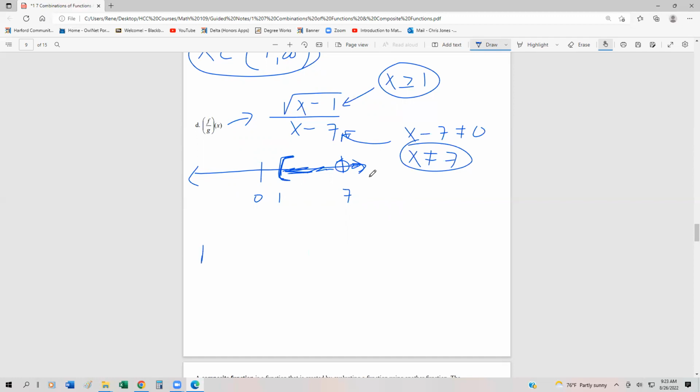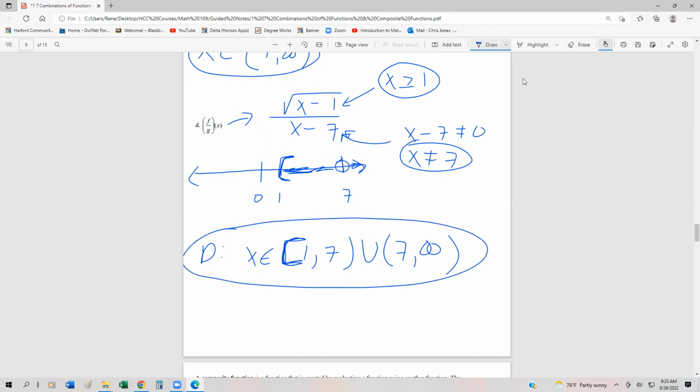And so our domain is going to be x is from 1 to 7, including 1. So bracket on the 1, but parenthesis on the 7, and then union 7 to infinity. Okay, so anytime there's a hole in a number, you just use these two parentheses right next to one another. Makes it really easy for you. And so that's how we go through and try to do some operations on our functions and then find the domains of those functions.